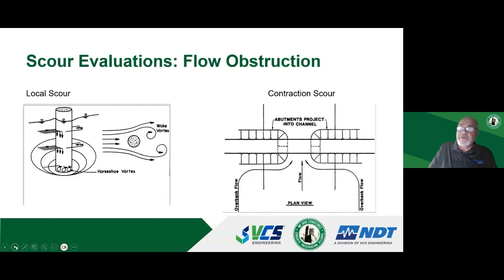If it's a spread footing, it could undermine the footing. And if it's a pile supported structure, it could weaken that because you wouldn't have the bracing of the soil to support the pile. So local scour is a concern. And it can be additive with contraction scour if you're contracting or squeezing the river flow between 2 abutments.